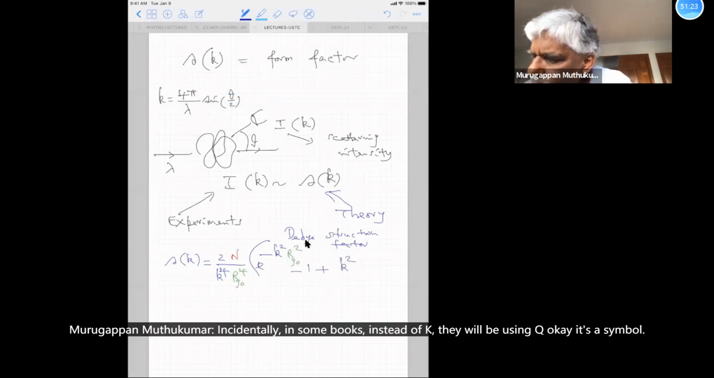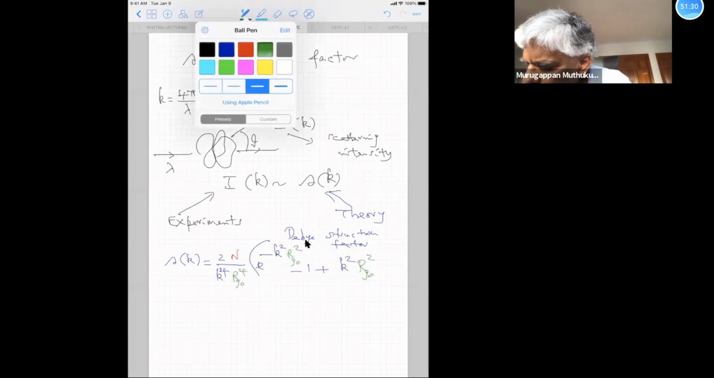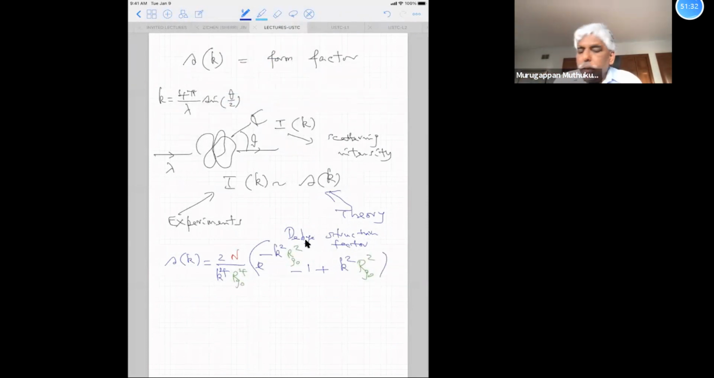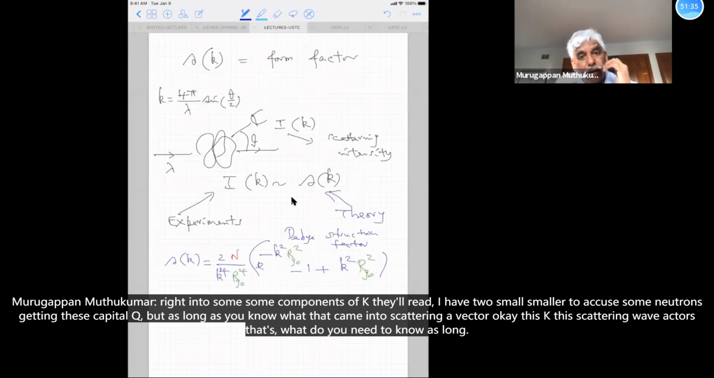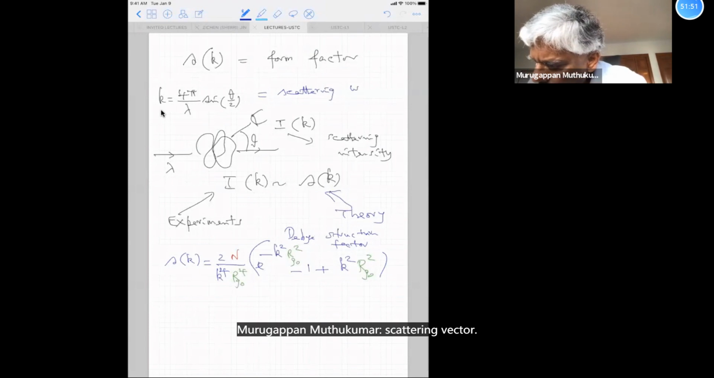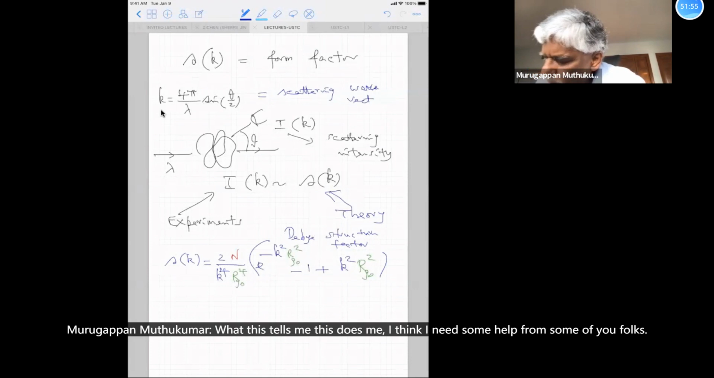Incidentally, in some books, instead of K, they use Q. It's only a symbol. Some people write I of Q, small letter q. In neutron scattering, they use capital Q. But as long as you know what that K means, a scattering wave vector, that's what you need to know. So now let's see what this tells me.